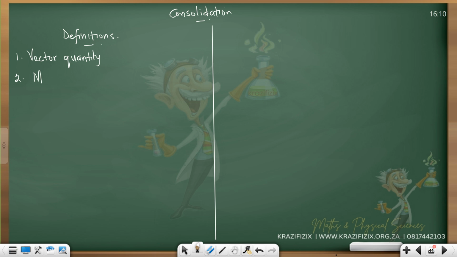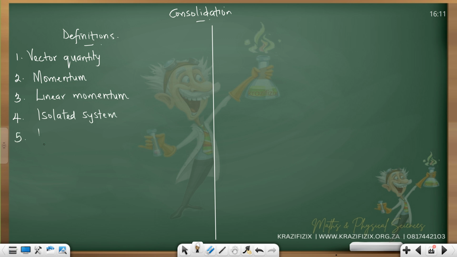Number 2, we defined momentum. Momentum is the product of mass and velocity. All of this has been done. Number 3, we defined linear momentum. We said linear momentum is momentum in a straight line. Number 4, before we deal with the law of conservation, we defined isolated system: a system where there are no external forces.